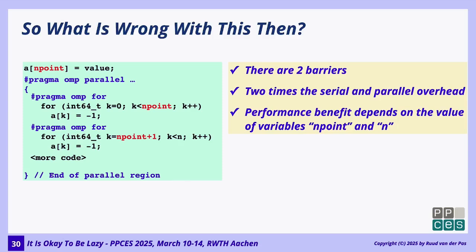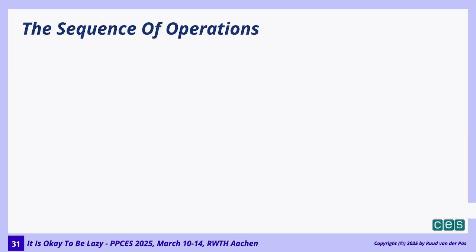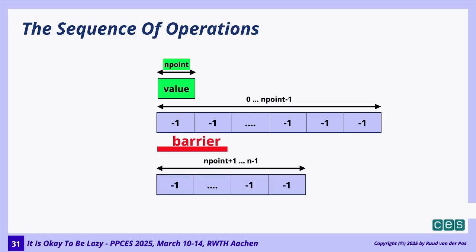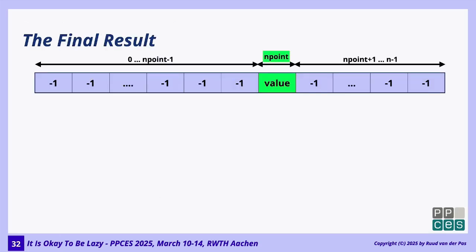What I like to do in those cases is take the drawing board and start looking at what I'm actually doing. First of all, that was that one initialization at element endpoint. Then I blast -1 into a block of memory. I have the barrier at the end of the first OMP for. I blast -1 into another block of memory, and I have another barrier. That's essentially what's happening here. And the final result looks like this.